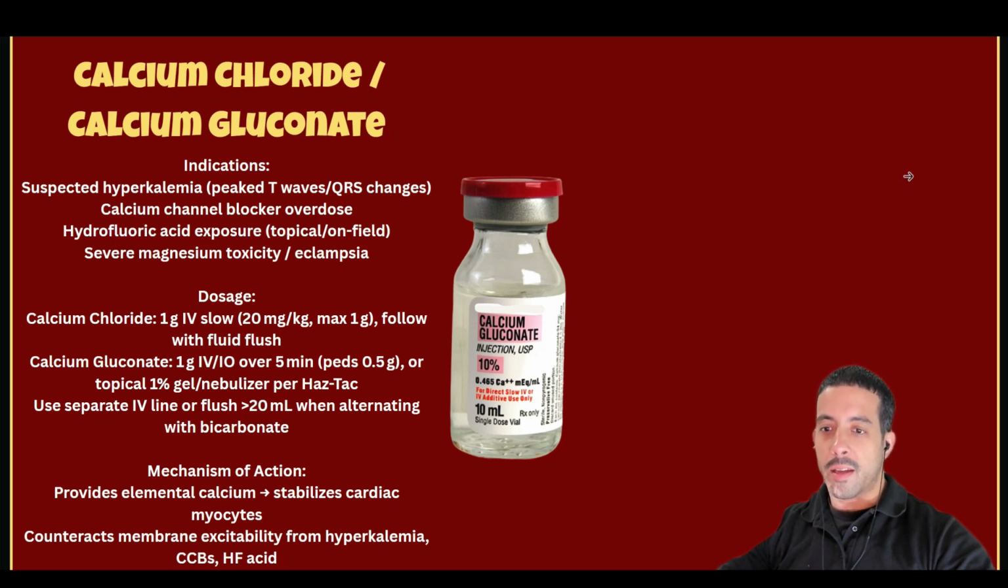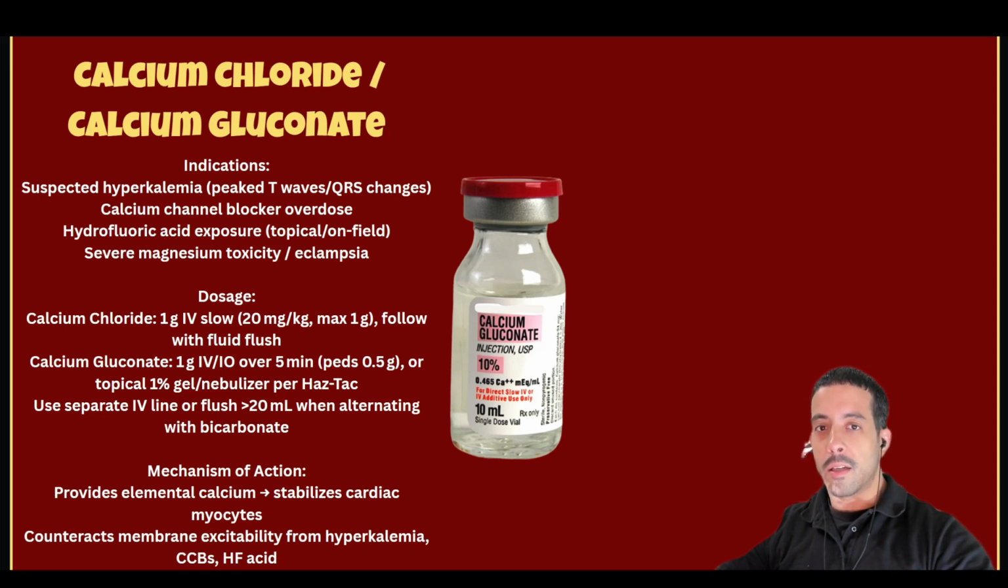And it's also given to calcium channel blocker overdose, and the dosage is 1 gram, usually given in cardiac arrest scenarios as well, or severe magnesium toxicity. If you give someone too much magnesium, because what is magnesium? Magnesium, you'll see, is a smooth muscle relaxant. But if you give too much, the magnesium will relax the muscle too much. And that's why you got to give calcium, because remember, calcium, you need it for the muscle contraction.